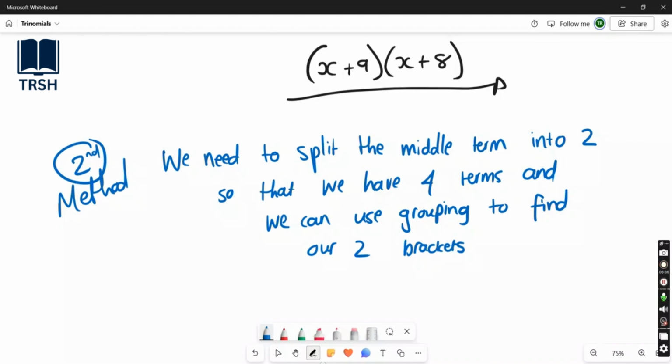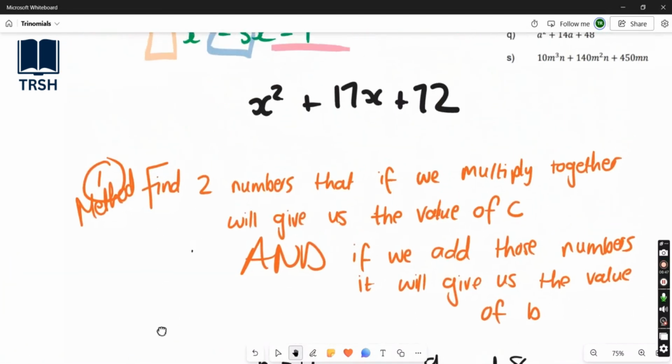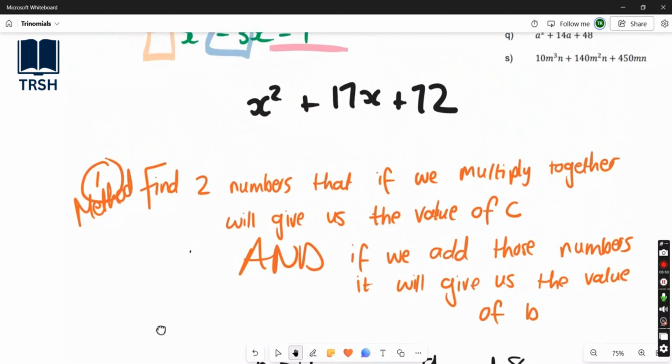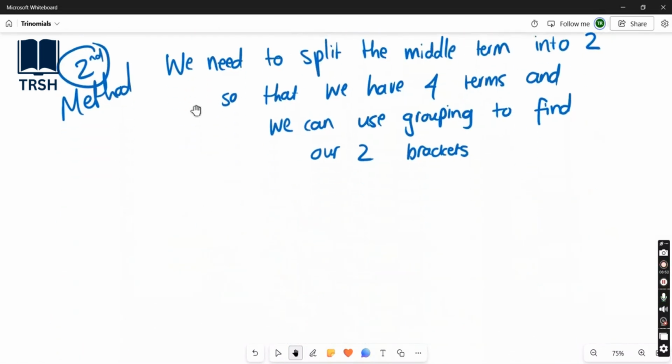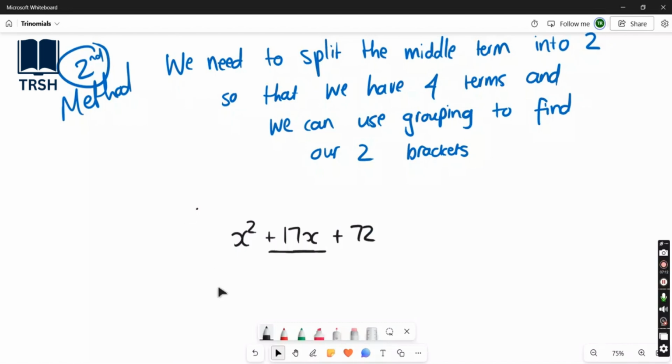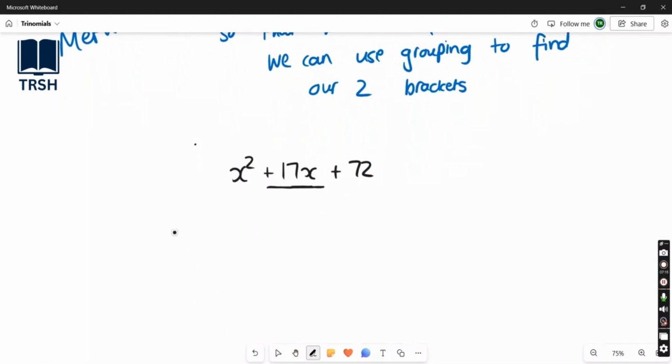So we need to split the middle term into two so that we have four terms and we can use grouping to find our two brackets. In this case, we have x squared plus 17x plus 72. So we need to split this positive 17. So we essentially need to end up with four terms.